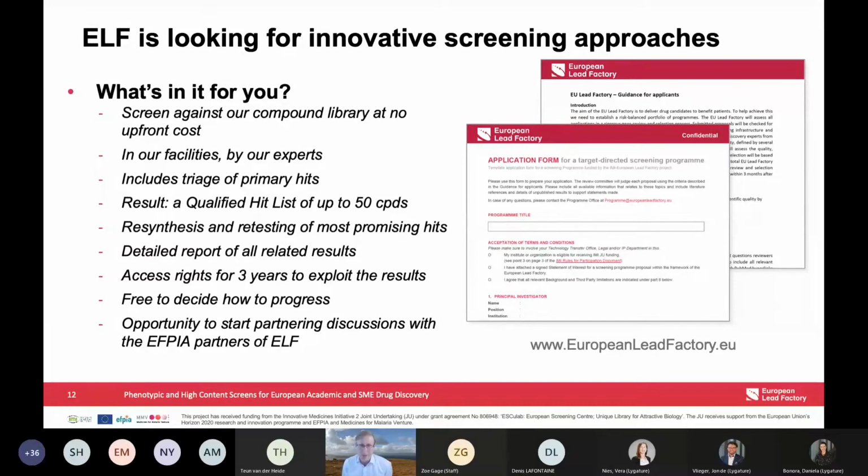I'll go back up to the first point. So, screen against our compound library at no upfront cost. We should qualify that. You can imagine constructs of screens which would be very expensive. And as we'll talk about in a second, if the price of, for example, the reagents or the cell lines, et cetera, is too high, then we can work together to define ways to drop the cost so that we can actually run that 50,000 compound screen at scale. So Zoe, if you would, the next slide, please.